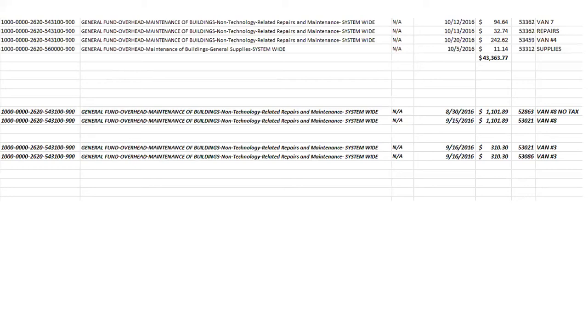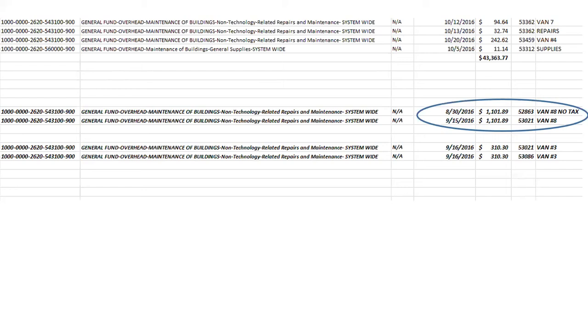So I showed you van number 8. And if you think about that one, you see the circle going around it. You see van number 8, no tax, and van number 8. We're assuming that's the same van. I've never heard of a model no tax. And you can see a couple weeks apart, 8/30 and 8/9/15, but the exact same number. So either they went in and had something fixed, and then 2 weeks later had the exact same thing fixed, or just miraculously there are 2 different repairs to this van within 2 weeks that cost the exact same amount of money, or we're double invoiced, or we double paid it.